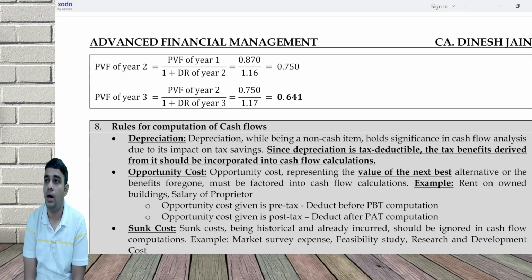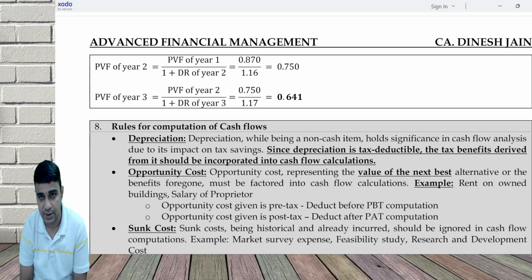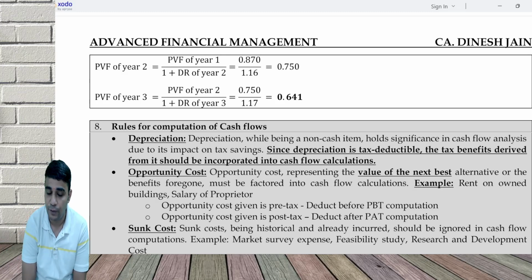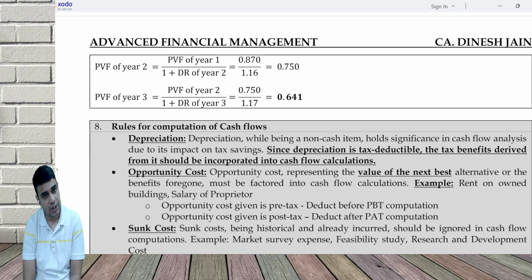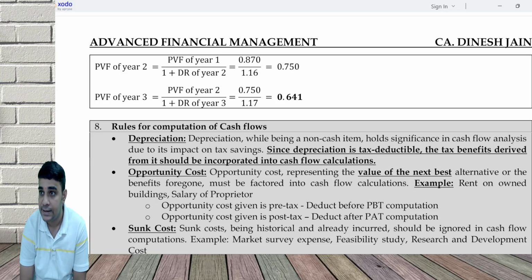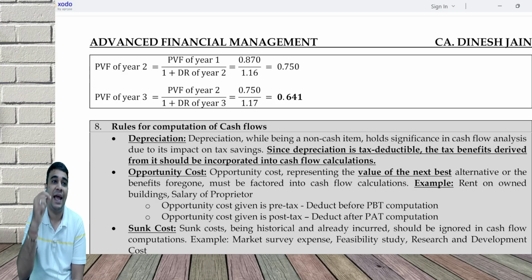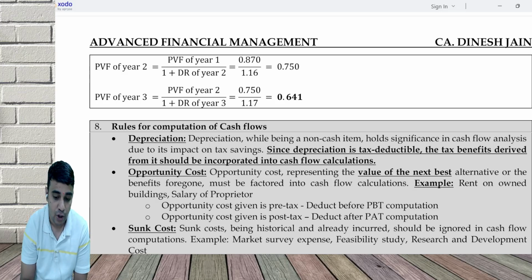There are certain rules for calculation of cash flow. Again, it may not become very critical for us. Some of this you would have done at CA Inter level. Some of this may come in international capital budgeting, where they may ask you to calculate the cash flow. So certain rules: one is depreciation. It is a non-cash item, but I still have to consider it because of the tax angle. So we'll have to deduct depreciation and add it back.